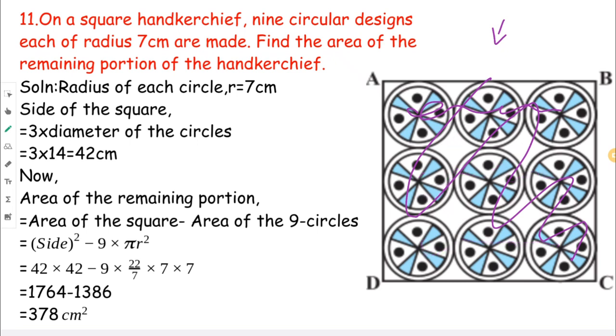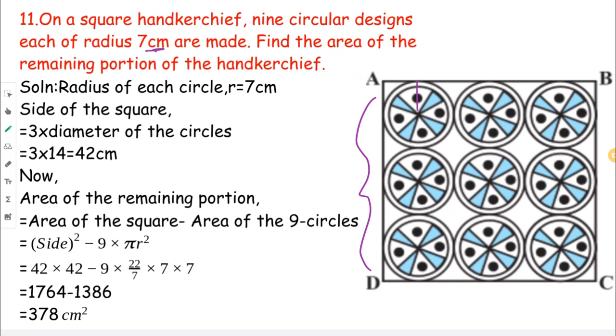But you'll notice here that they have not given us the side of the square. We don't know the length, and you know that in a square all the sides are equal, right? So how do you find it? Now look here: 9 circular designs, each of radius 7 centimeter, right? So from there we'll find the radius of the circle.